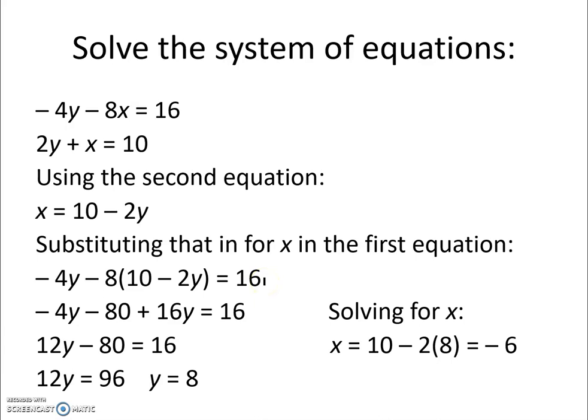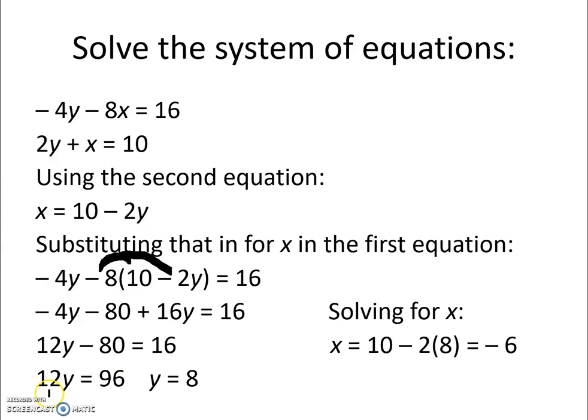Again, we're going to distribute that negative 8 to 10, and that's how we got our negative 80. And our negative 8 to a negative 2, and that's how we got our positive 16. Remember, again, a negative times a negative will be a positive. Combining like terms, we have a negative 4y plus 16y. We find that that's 12y. We still have our minus 80 equals 16.